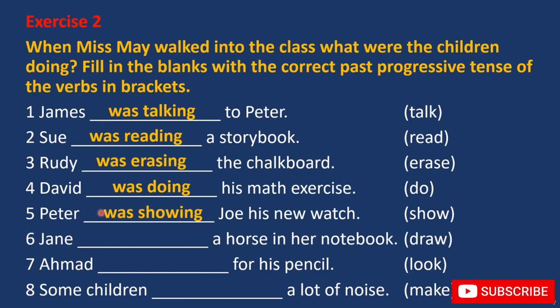And Peter was showing Joe his new watch. What about Jane? Jane was drawing a horse in her notebook. And Ahmad was looking for his pencil. At the same time, some children were making a lot of noise. All these actions happened when Miss Mary walked into the class. Yes, so all of them are past continuous.